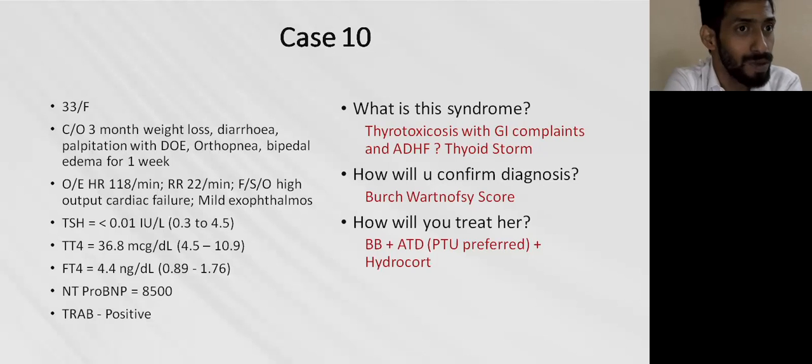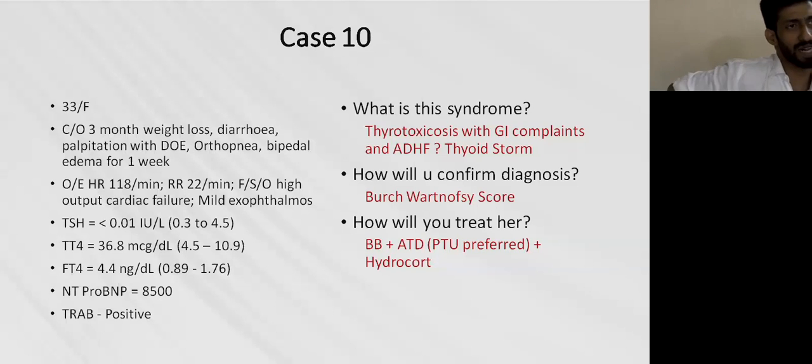Here the syndrome is thyroid storm. When do you suspect thyroid storm? When you have thyrotoxicosis with GI or cardiac symptoms is when you start thinking, oh, is this patient going into a thyroid storm? How will you confirm the diagnosis and assess the severity? Burch-Wartofsky score. And how will you treat?